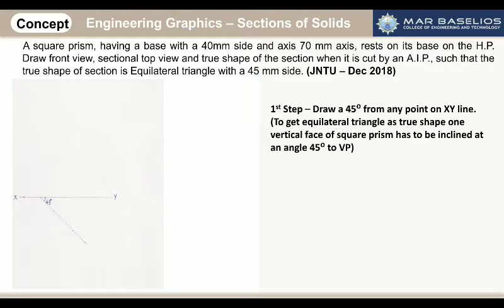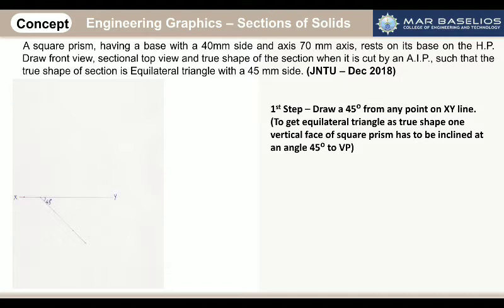So we are having a square prism and we are going to section it in some manner. We have to get an equilateral triangle. Now the first rule is, if you want to get an equilateral triangle as true shape, you have to place the vertical faces of the square prism equally inclined. Then only you will be getting an equilateral triangle.